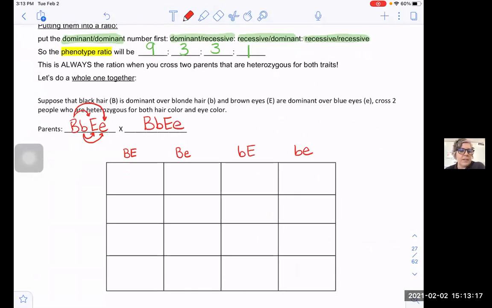Because these two parents have the exact same genotype, they both could pass on the exact same gametes. So we just have to write these on the side as well.